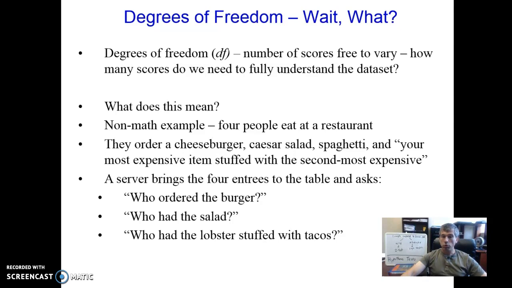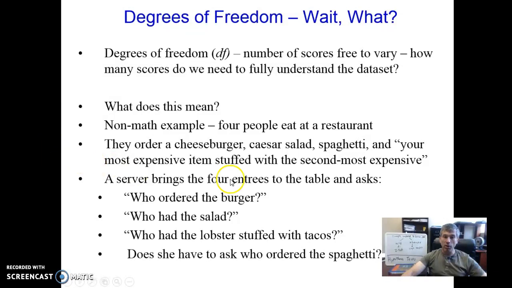Here's the thing. 3 of those 4 entrees have been placed. Does the server have to ask who ordered the spaghetti? No. Why not? It's the only person who doesn't have a plate in front of them. It's no longer even a question. Does it matter which 3 entrees she asks about? Nope. Any 3 of the 4 entrees, once she knows where they go, she knows where the 4th one is going. So once any 3 of the entrees are defined, it locks into place where that 4th one is going. And it doesn't matter which 3.